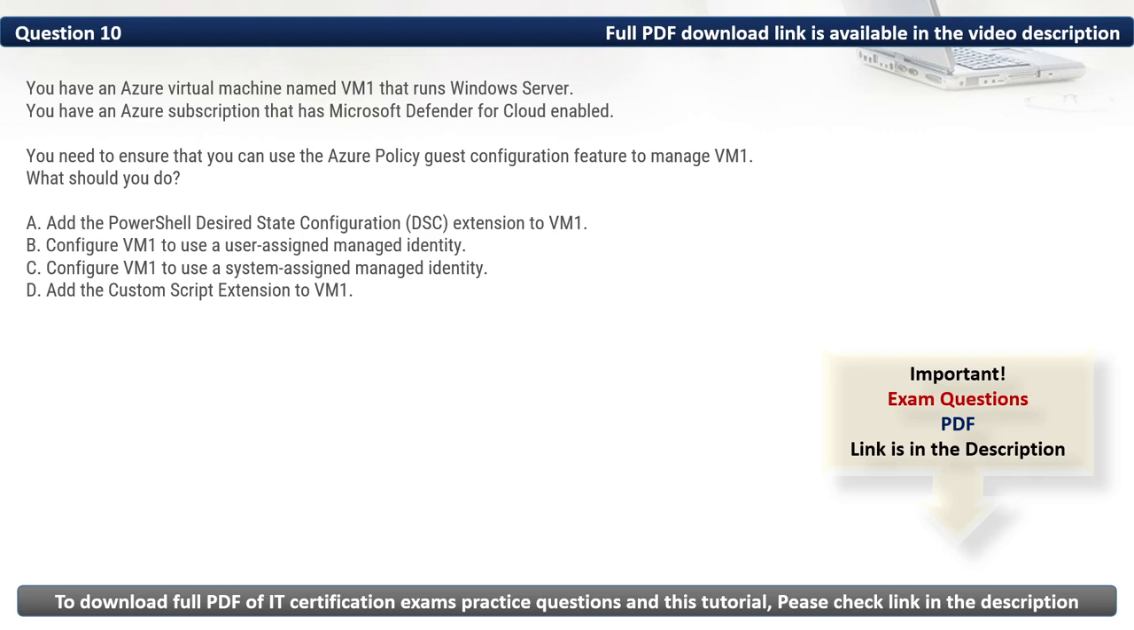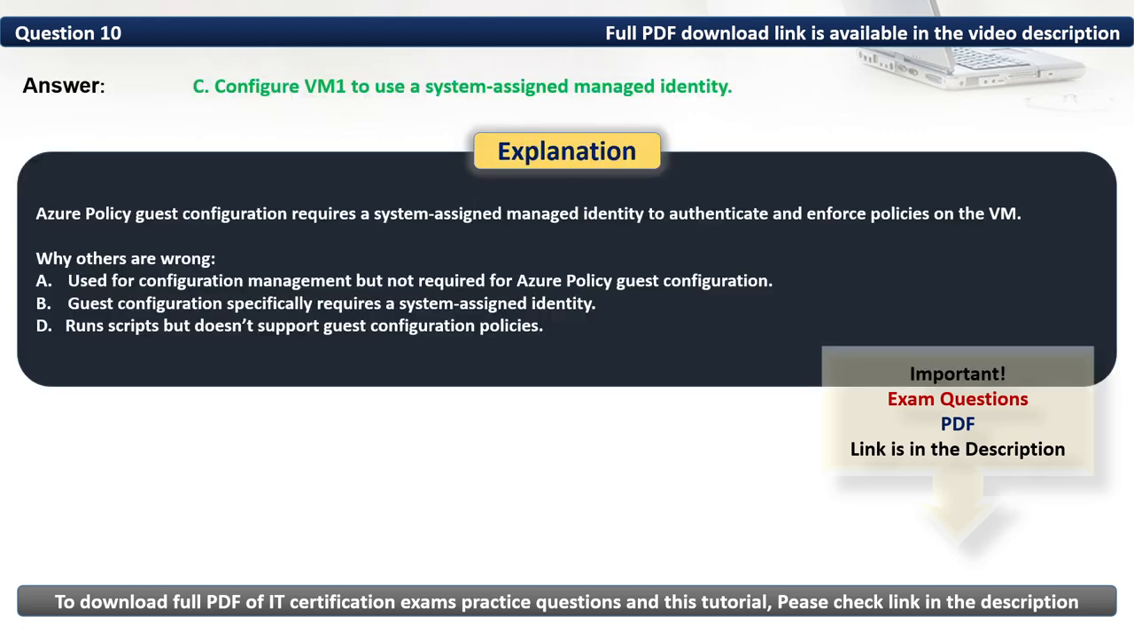As such, we should configure VM1 to use a system-assigned managed identity. Thus, the correct option is C. Azure Policy Guest Configuration requires a system-assigned managed identity to authenticate and enforce policies on the VM.